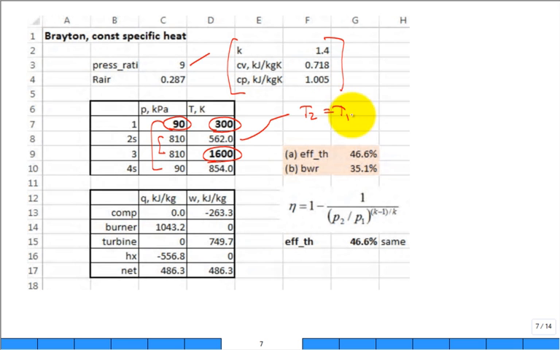Well, that's T1 times P2 over P1 to the K minus 1 over K. Sometimes what I'll do is I'll get tired of doing K minus 1 over K, and I'll just put a column for K, and then I'll put another one for K minus 1, and put that in an entry. Then I'll put K minus 1 over K is so much, and put that in another cell in Excel. Okay. And likewise, you do just the reciprocal to come down from state 3 to 4s.